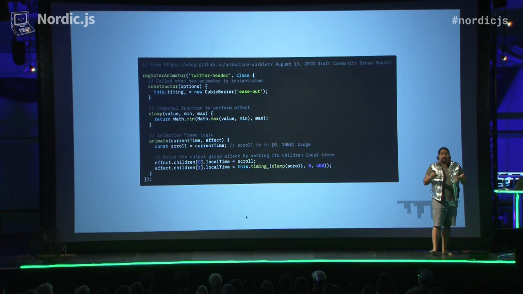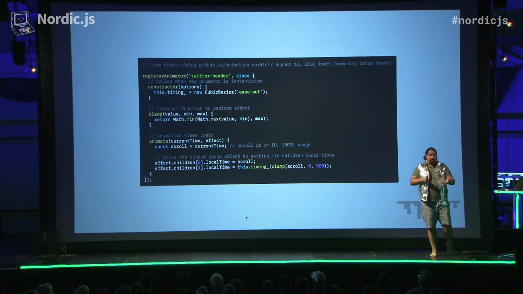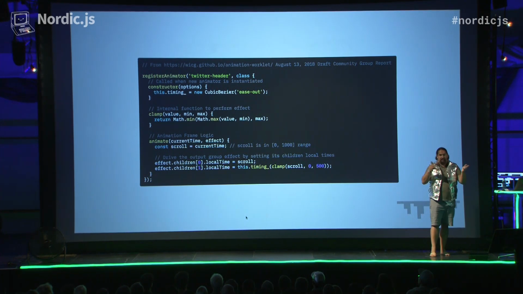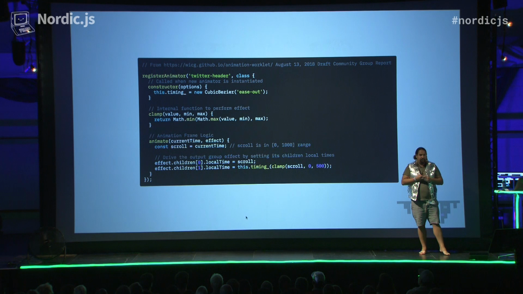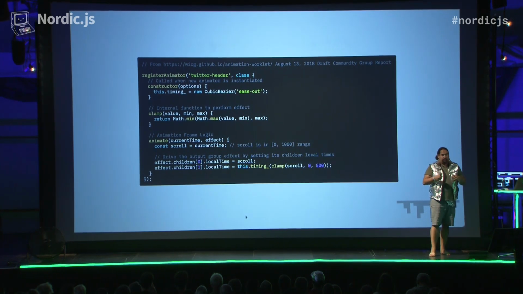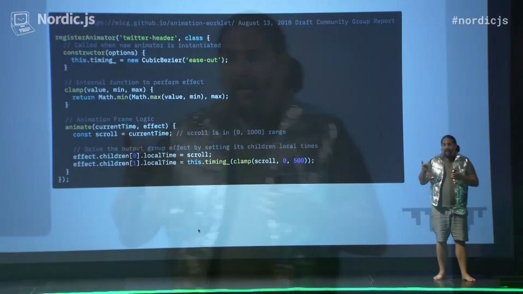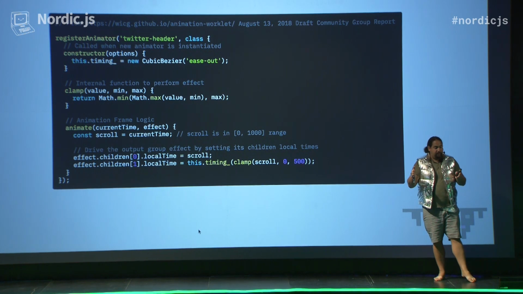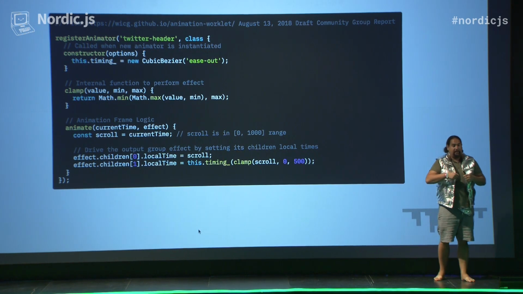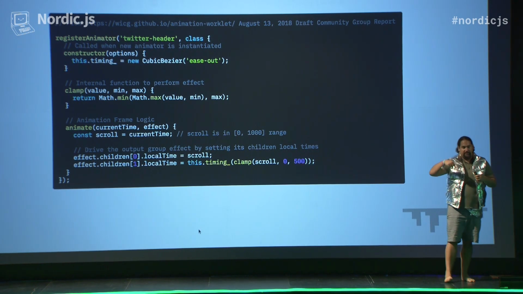So with that, we'll register an animator, which is Twitter header, which has a constructor where we're just going to build a cubic Bezier function for easing. We're going to have this internal function called clamp, which is a way to make sure that we don't get larger or smaller than certain values. And for animate, we're going to set the local time, so the point in our animation, based on the time that's being passed in, based on that scroll position.